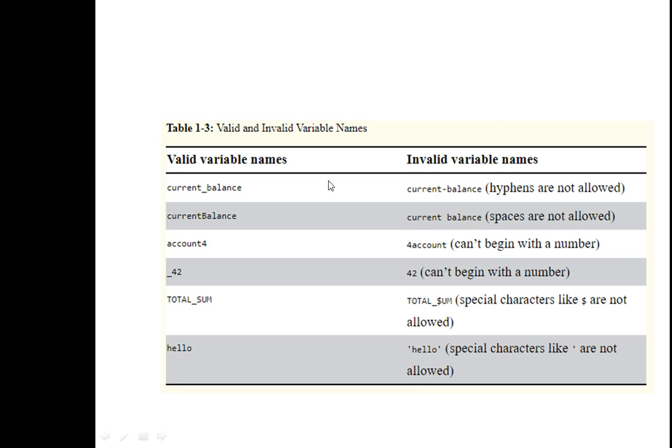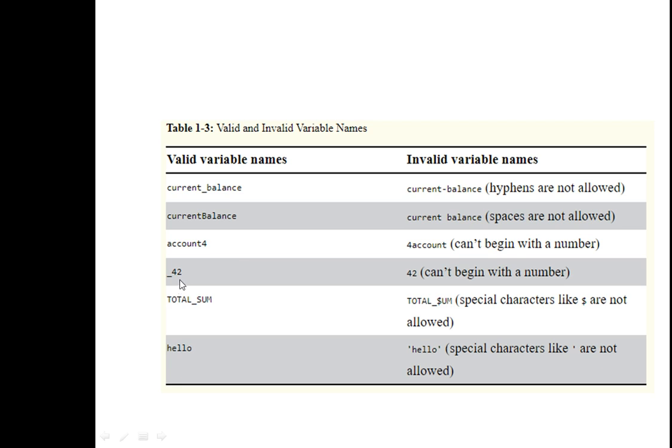Some examples of valid and invalid names: current_balance is valid because it is one word, there is no space between any of these characters. But in the second one, current-balance, hyphens are not allowed. The third example, currentBalance with a capital B, is valid, there is no problem. But in the fourth example, current balance, there is a space in between, which is not valid. In the fifth one, account4, this is valid because the number 4 is used later. But in the sixth example, 4account, the variable name starts with a number, which is not allowed.